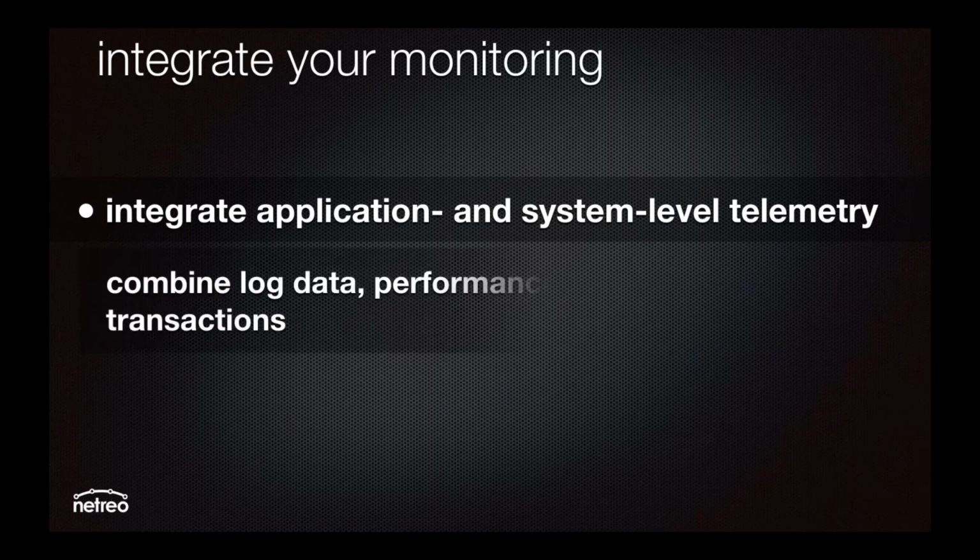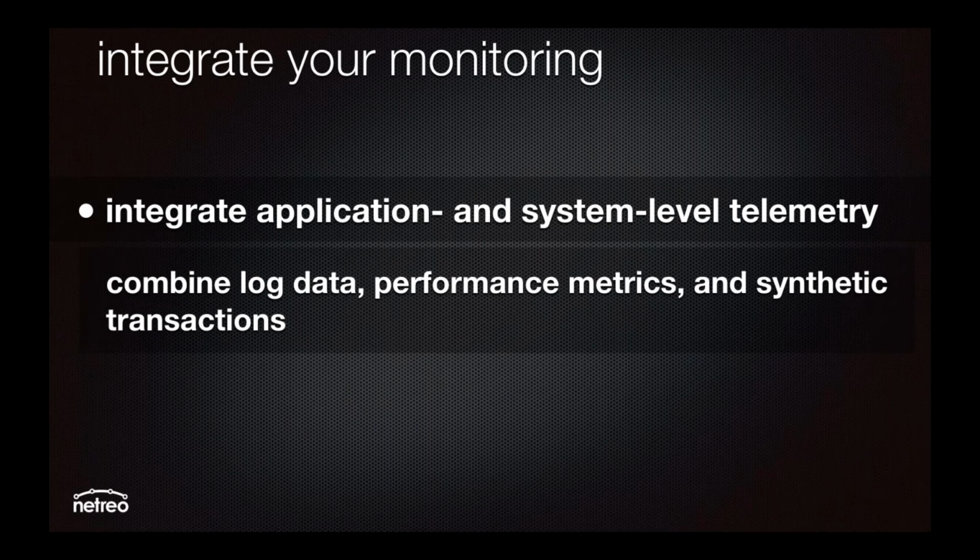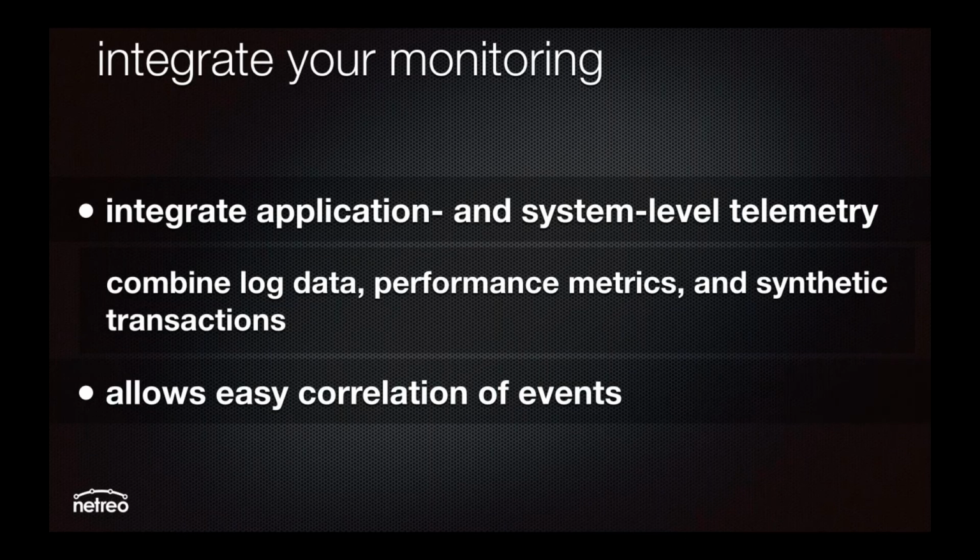But by integrating application level and system level metrics into a single user interface and having consolidated reporting for all of that, we can really enable the system to detect correlations for us. And we can allow the operators to better find the cause of problems without having to go on a scavenger hunt through multiple systems to figure out what happened when.